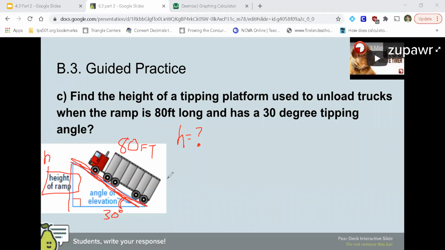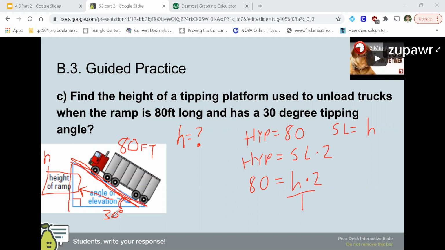All right, because we're running out of time, I'll go ahead and solve this last one. You should have that the hypotenuse is 80 and the short leg is h. I really don't need to label what the long leg is because they don't ask us about it. My formula then is the hypotenuse is equal to the short leg times 2. So 80 will be equal to h times 2. Divide by 2, divide by 2, h is 40 feet.